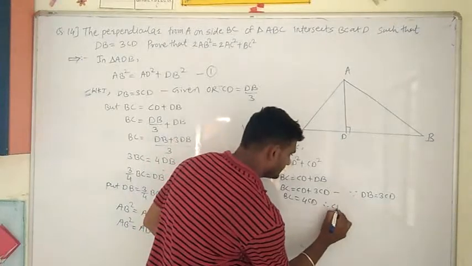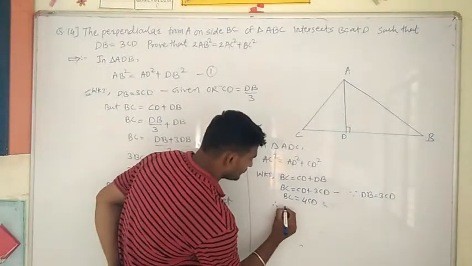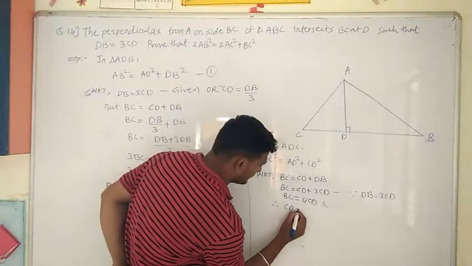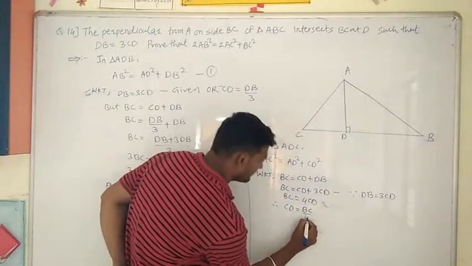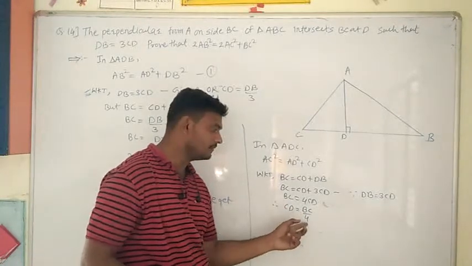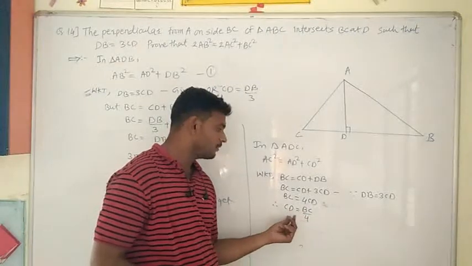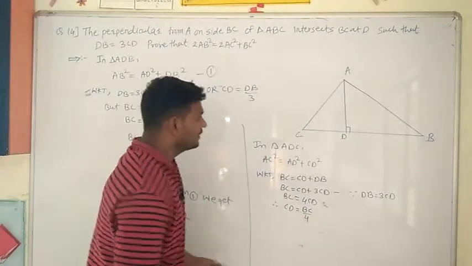Therefore, CD is equal to BC by 4. Can I write this CD is equal to BC by 4? Then this 4 from the left hand side goes to the denominator, so it becomes BC by 4. CD is equal to BC by 4.